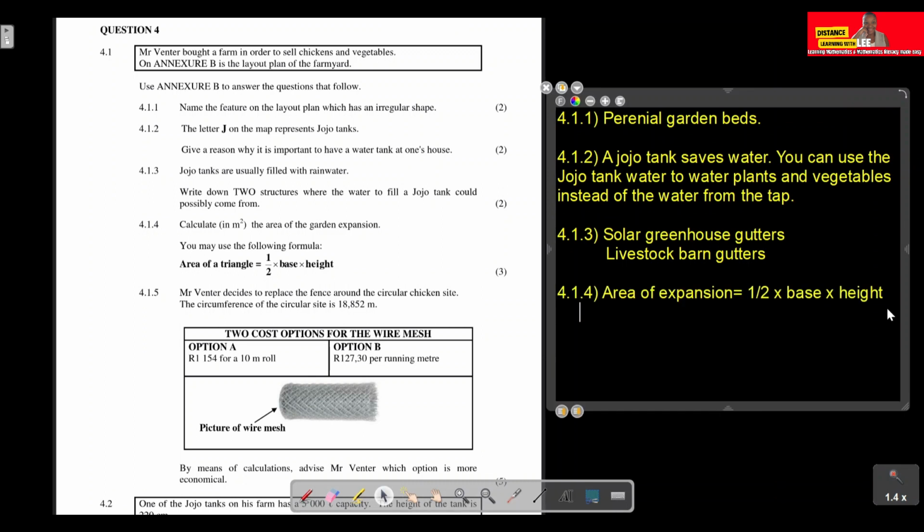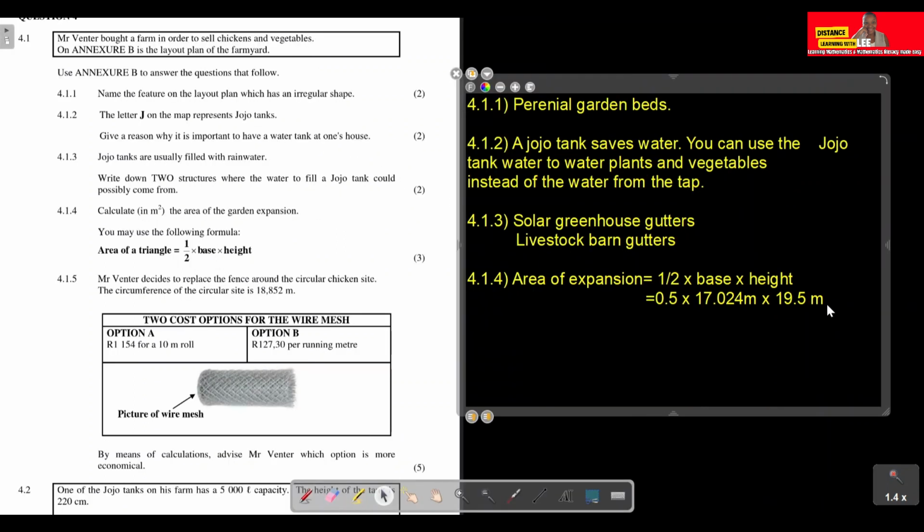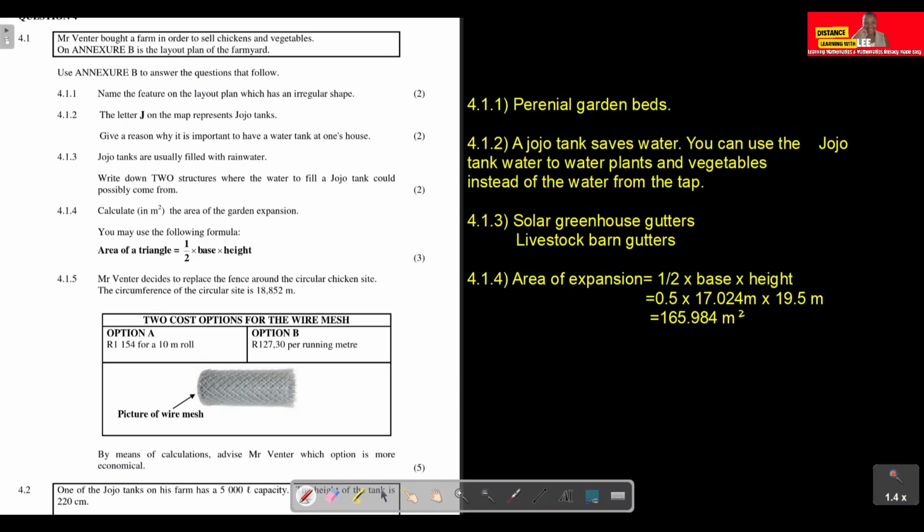So it's going to be half, which is just the same as saying 0.5, multiplied by what is our base? I did mention that the base is equal to 17.024 meters. Then multiplied by what is the height? The height is 19.5 meters. If you punch that into your calculator, you'll get that the area is equal to 165.9984 meters squared. That is the area of our garden expansion.